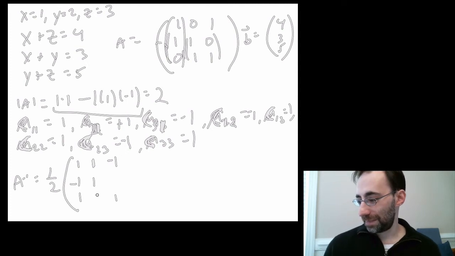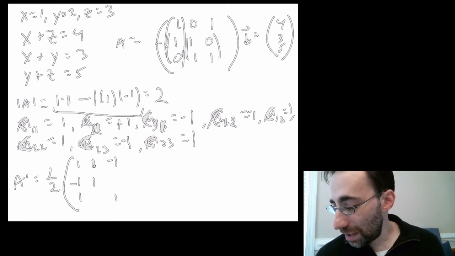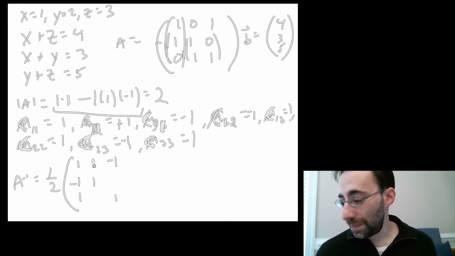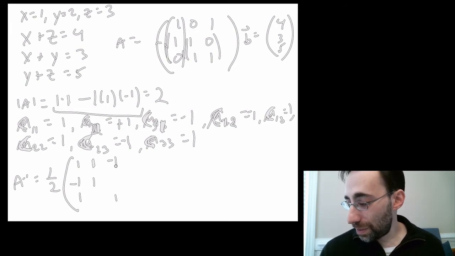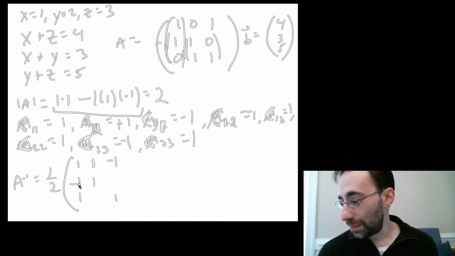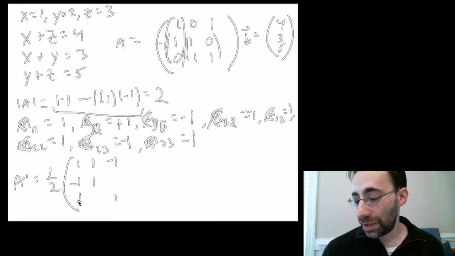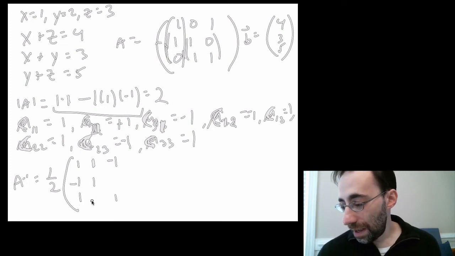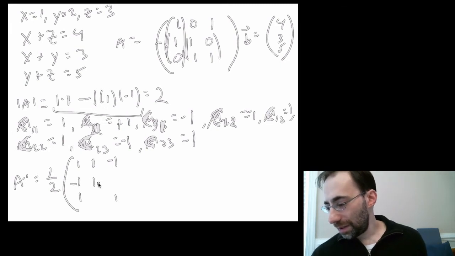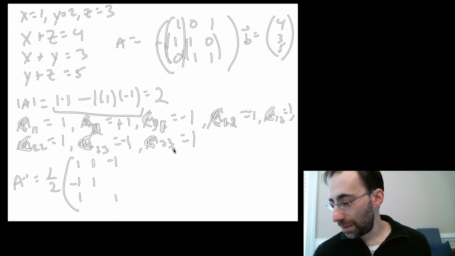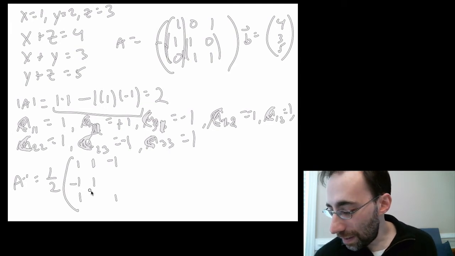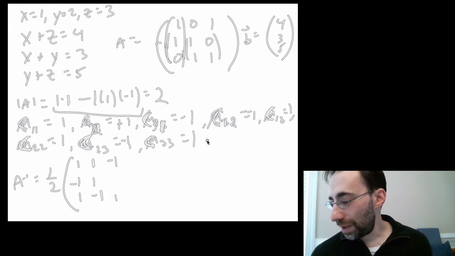I just missed something here, so let me go backwards. A inverse 1,2 is C21. A inverse 1,3 is C31. A inverse 2,1 is C12. A inverse 3,1 is C13. I just forgot to do one of these, didn't I? 2,3. Let me move on. C32 is C23. That's right, I didn't do 2,3 over here.